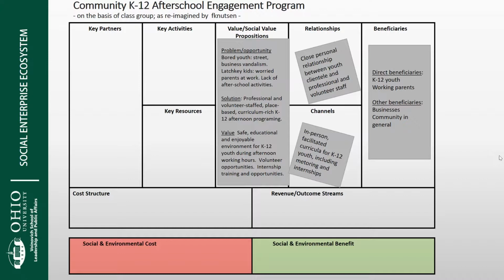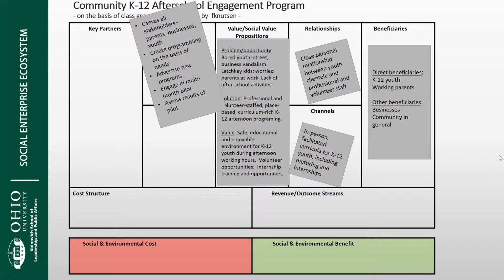On the implementation side of the Canvas, the planning group identified the initial activities necessary to start the program, including a stakeholder survey and needs assessment, and, on the basis of that information, creation of programming and engagement between all providers. Resources necessary for implementation included a facility, staff, and curricular development.